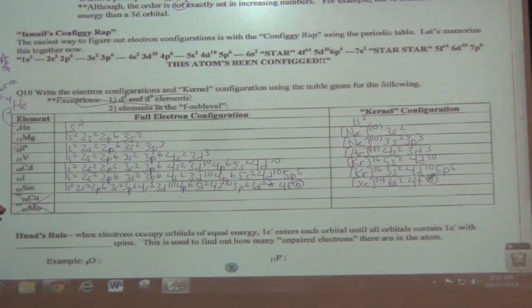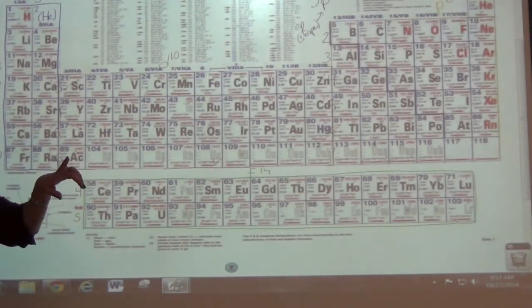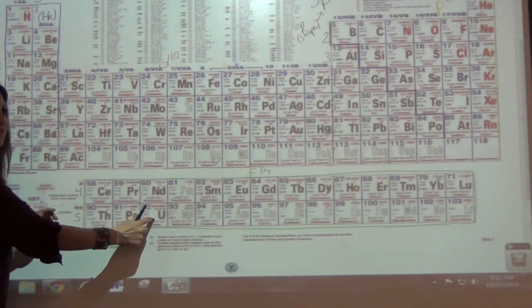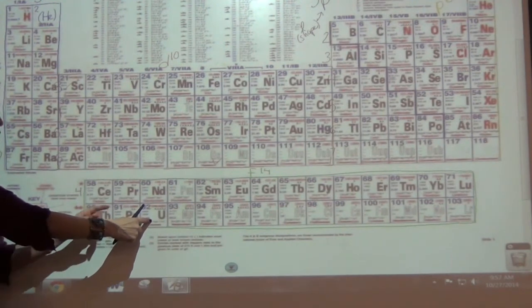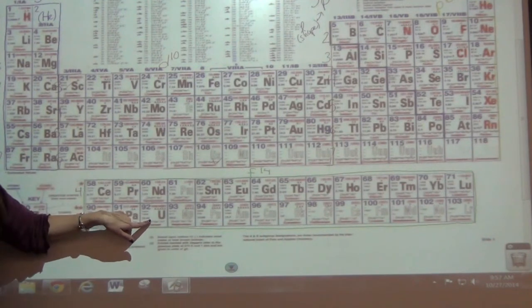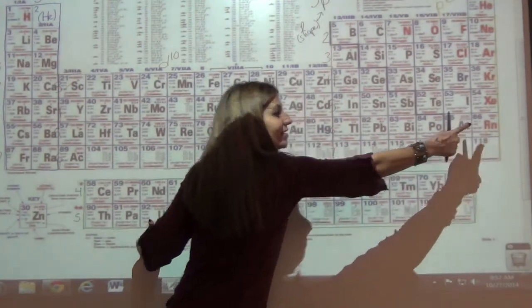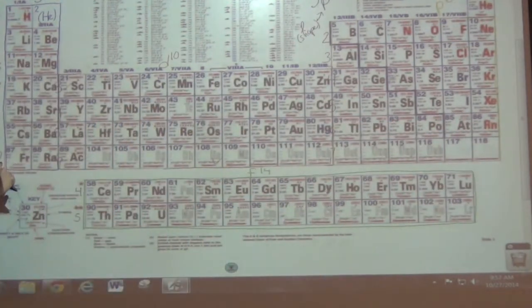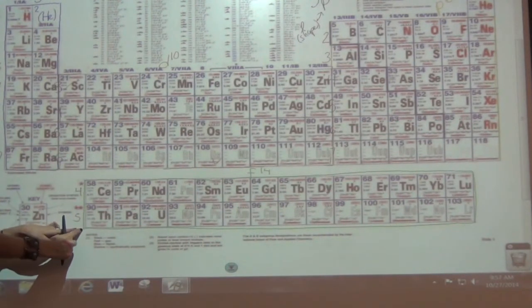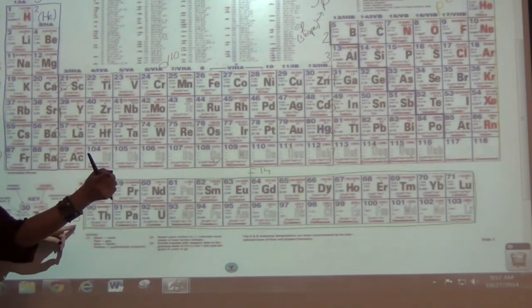Okay, so try this. Will you do me a favor? Will you do uranium for me, number 92, please? What noble gas would you start with if we were doing uranium? Radon. Perfect. Okay, so then it would go 7s2, yep, 5f3, but then add 1, so 5f4.